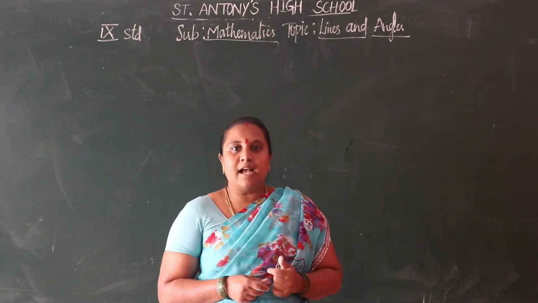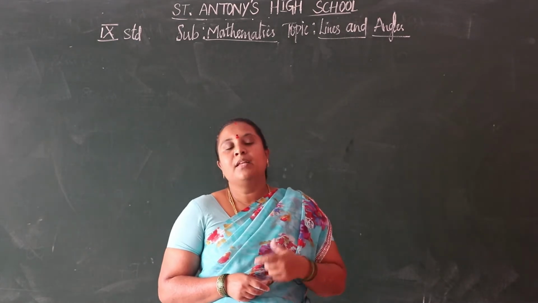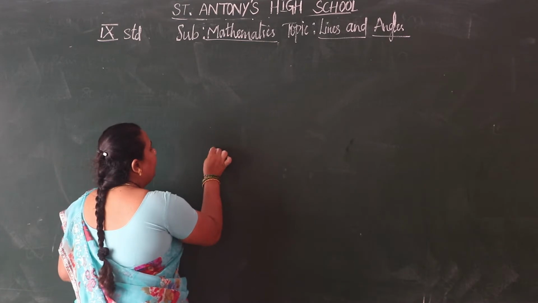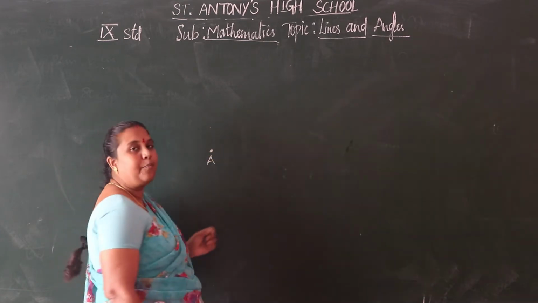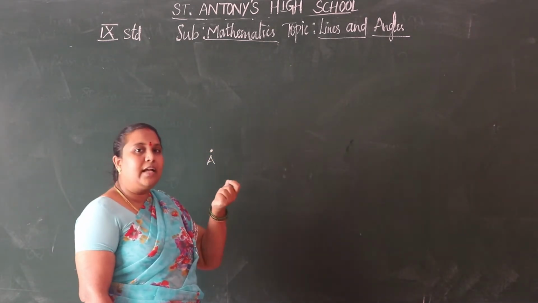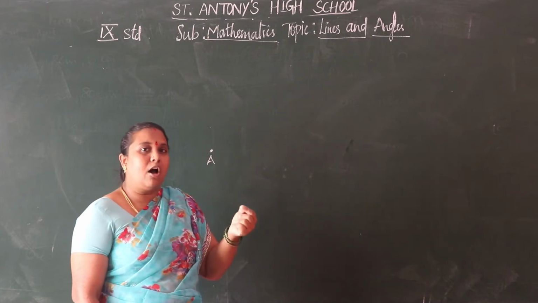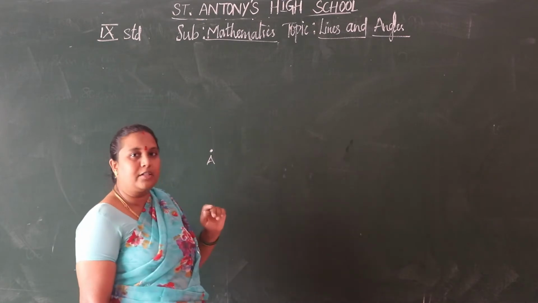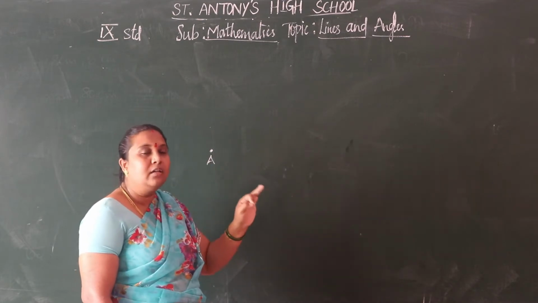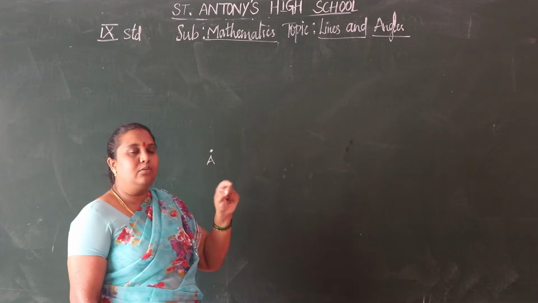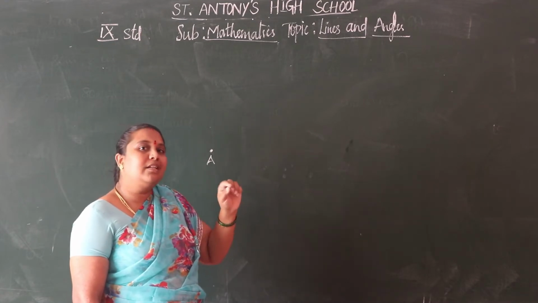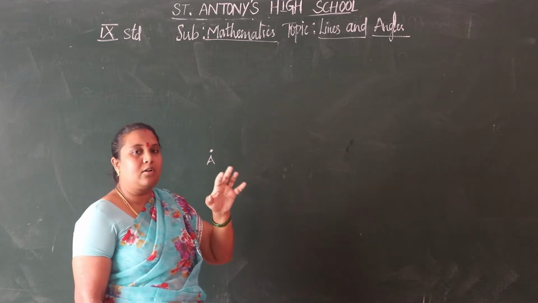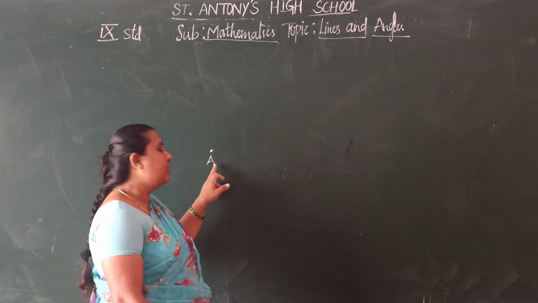So in lines and angles, first the lines. You know the point. It is a point A. We can take an example of the sharp tip of a pencil or a pen. We can say it is a point. We can give a dot on a white sheet and observe the point. It is almost invisible, but we can see it with concentration. That is point A.